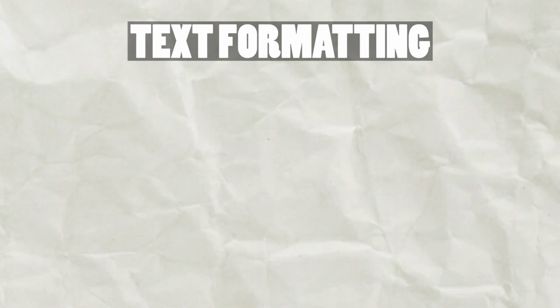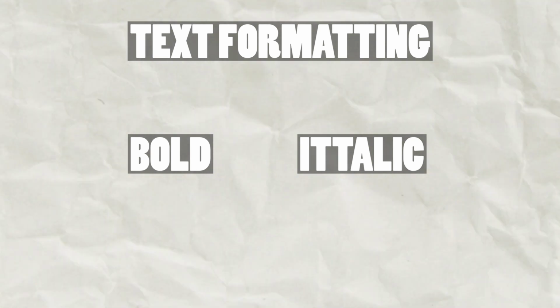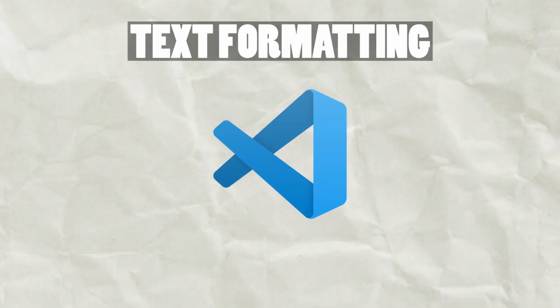If I want to make a word or some sentence bold or italic, then I can do this using text formatting. In HTML, we have some tags to do this. Let's see them one by one in Visual Studio Code.